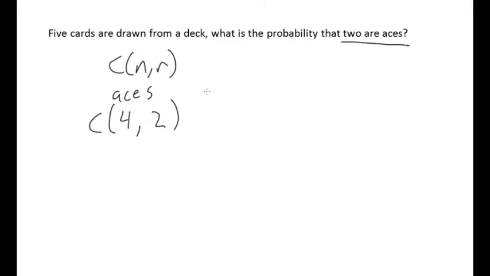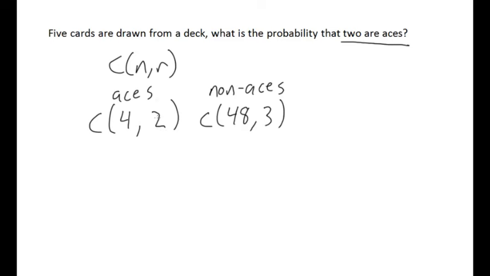We're also going to need a combination for the non-aces. So again, first number is how many do we have? So non-aces, if we have 4 aces, 52 cards total, that gives us 48 non-aces. And how many do we want? Well, we have 2 cards drawn already, so we need 3 more. So we have a combination for our aces and a combination for our non-aces. Now, this number is 48 because that refers to the number of cards that are not aces, not to the number of cards that are remaining after we've drawn these 2.